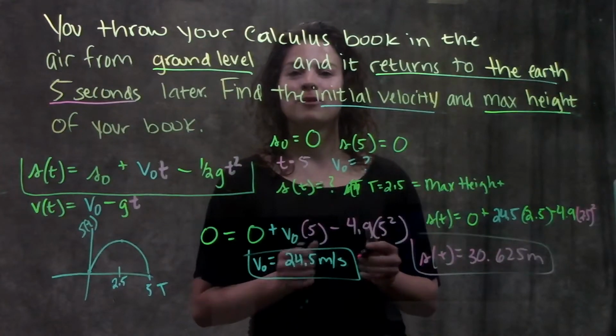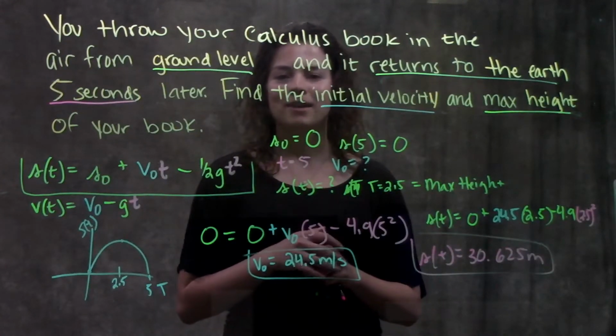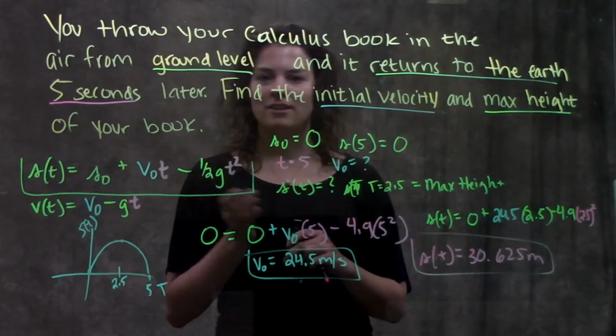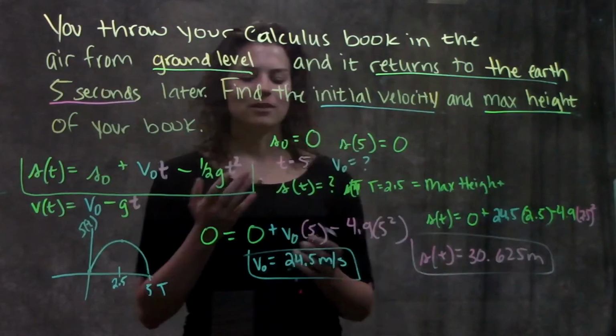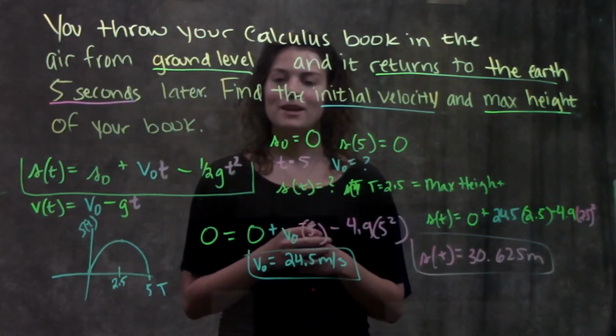There's a couple different ways to approach this problem. I could have used this function to solve for my V naught, but I just decided to use this function for both of them. And there's a couple different ways you could think about this problem, but hopefully this was helpful.